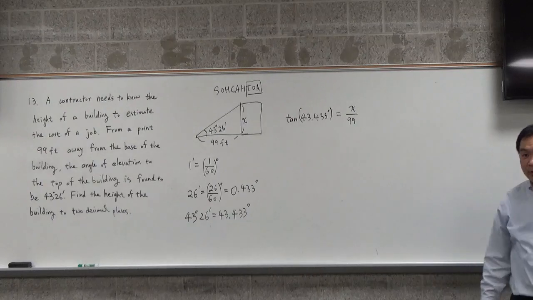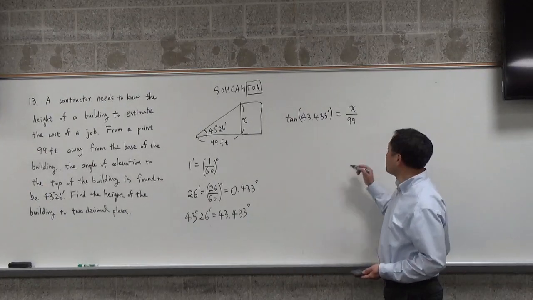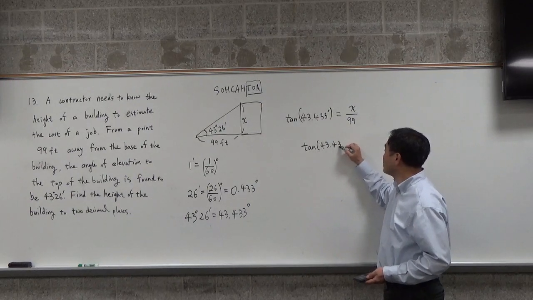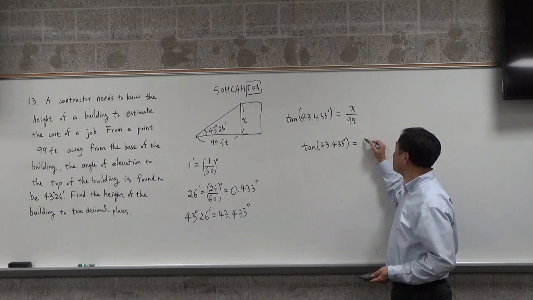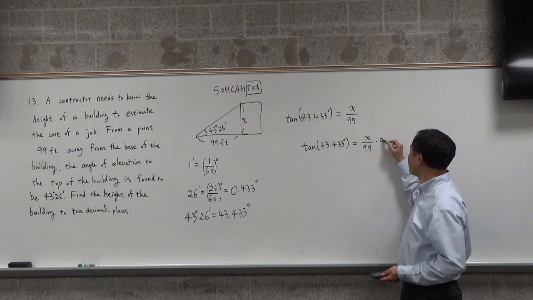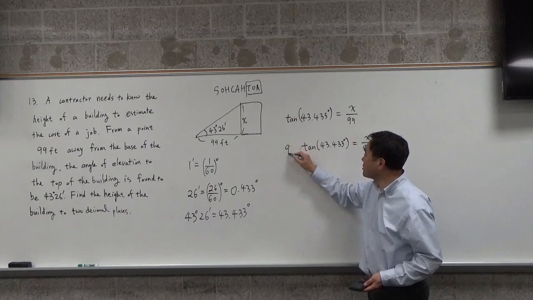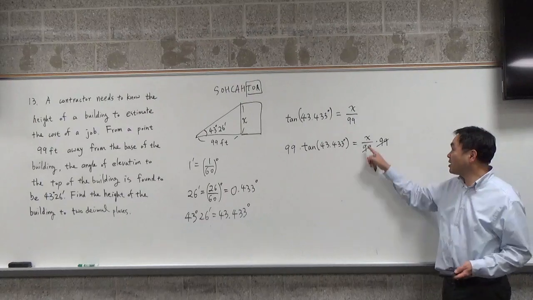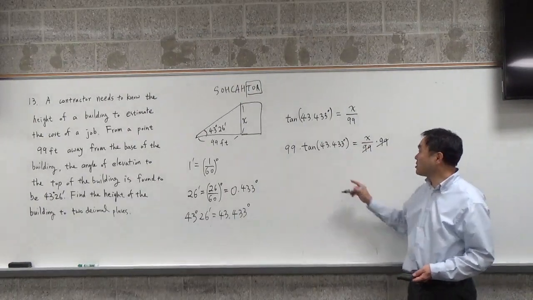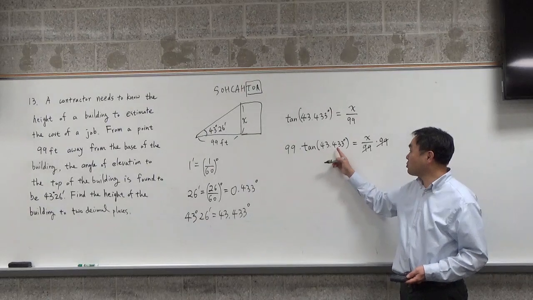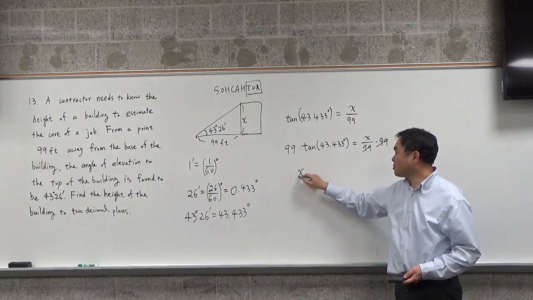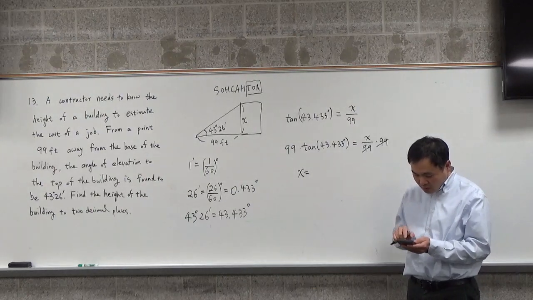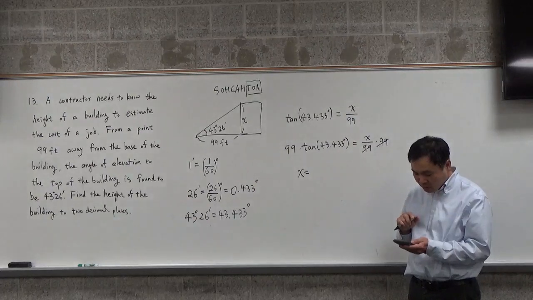And you have to solve this for x. How do you solve this for x? Well, first, multiply both sides by 99. You multiply 99 on the right side and 99 on the left side, which will get rid of this denominator, and you've isolated x. So x is 99 times tangent 43.433. Let's put that into the calculator and find the tangent of this angle.